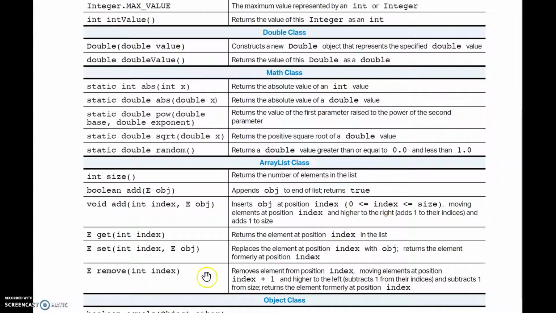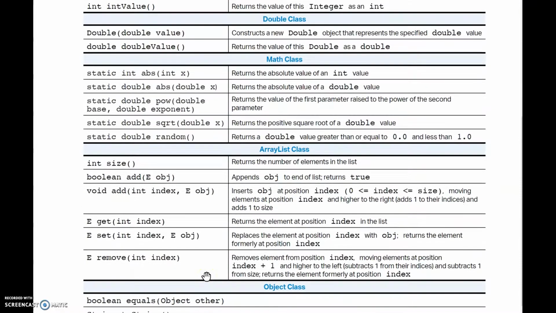Now, some other methods that we want to make sure that we're really comfortable with are set and remove, because set and remove both return an object. Set is going to return the object that used to be at that position. That's what it means when it says E set. It's saying it's returning, of whatever type is in the ArrayList, the object that used to be there. And E remove is going to return whatever object you have removed from the ArrayList. And those are also super important.